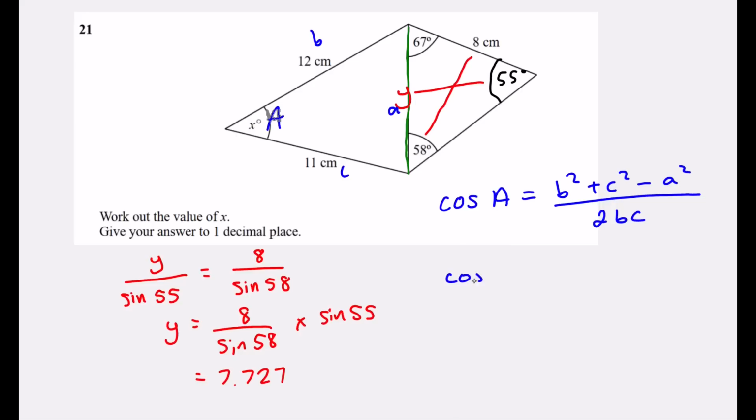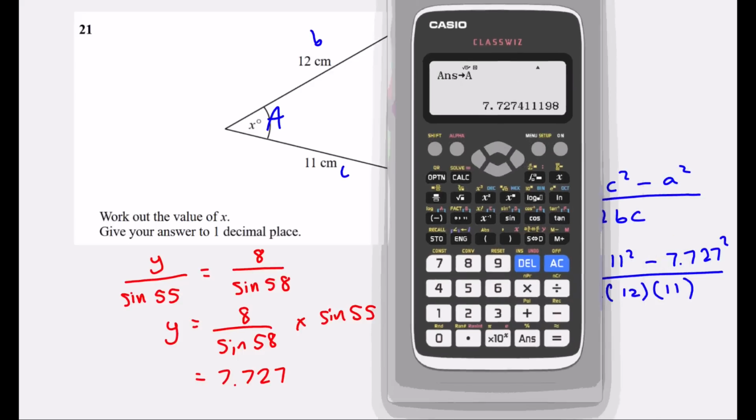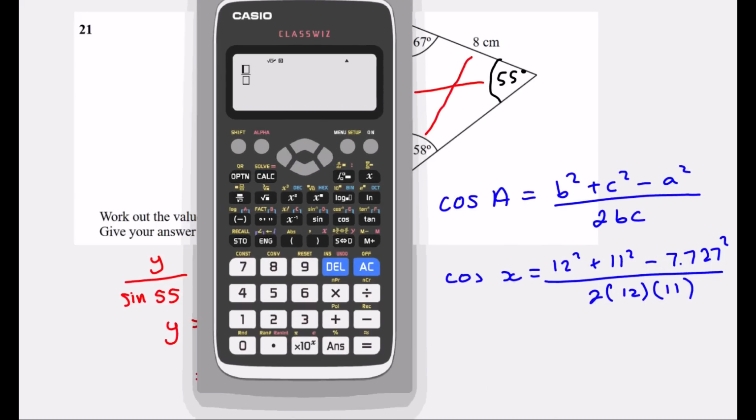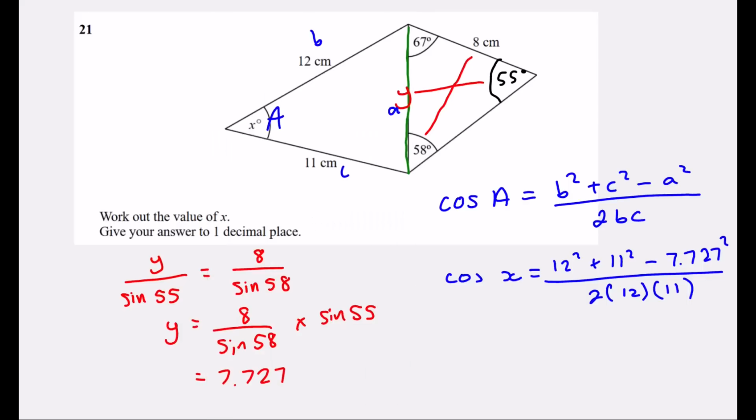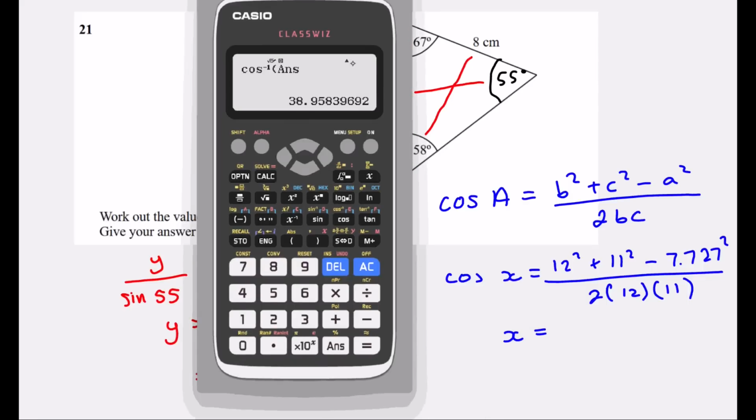So it is cos x is 12 squared plus 11 squared minus our answer squared over 2 times 12 times 11. So 12 squared plus 11 squared minus answer squared over 2 times 12 times 11. 0.777. Shift cos the answer. 38.95. To one decimal place, it's going to be 39.0.